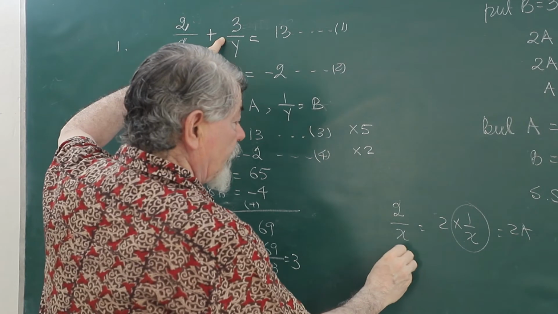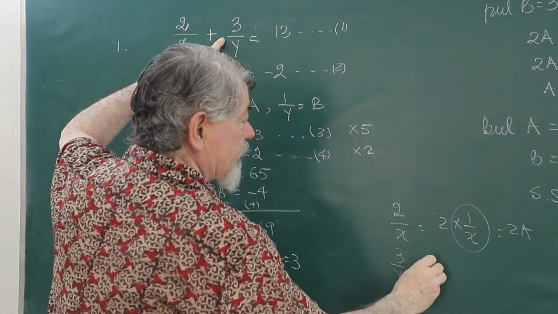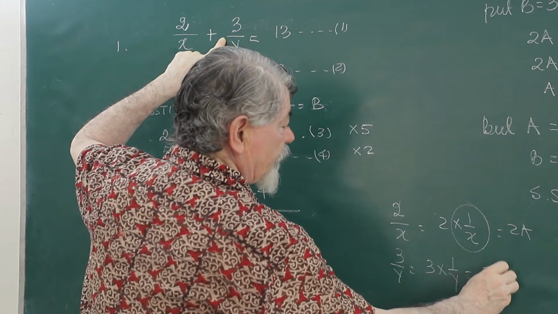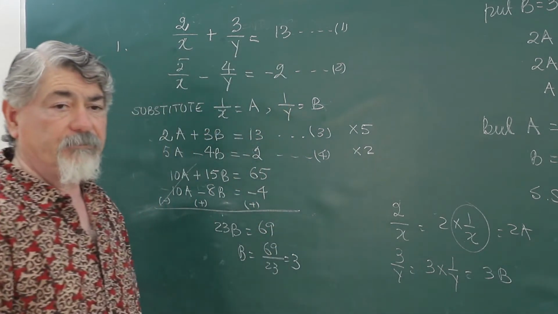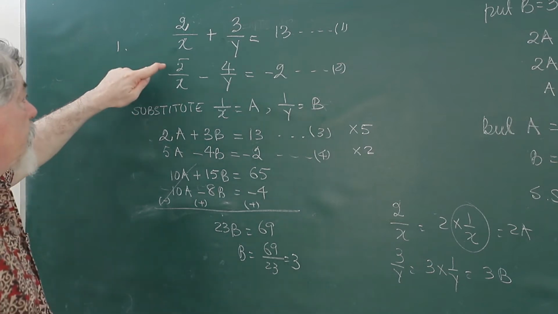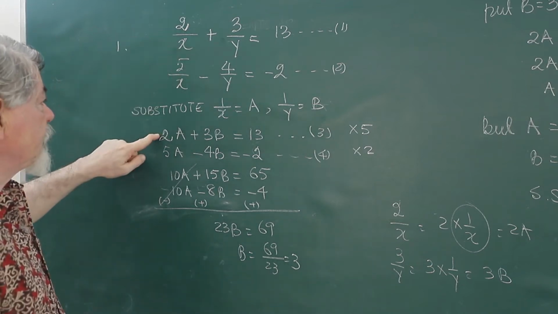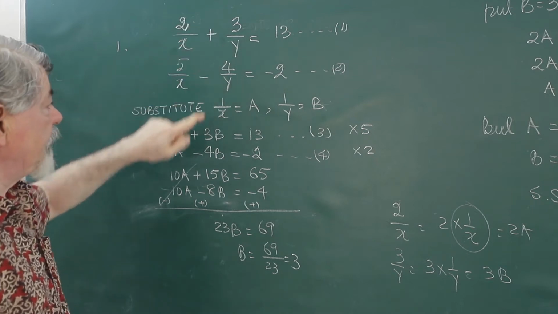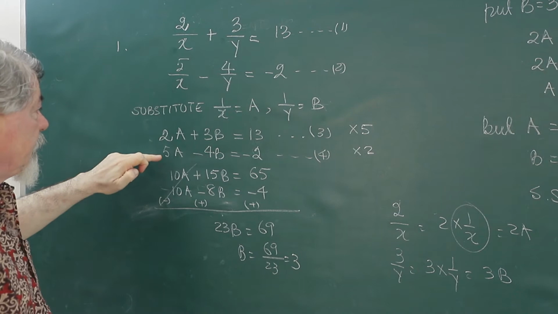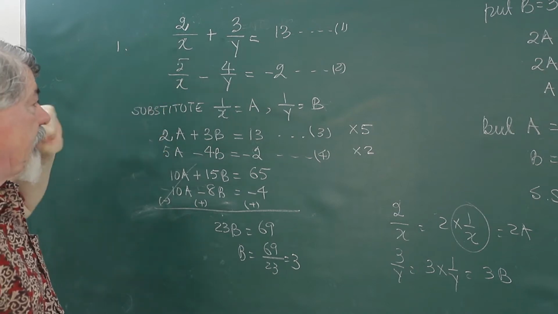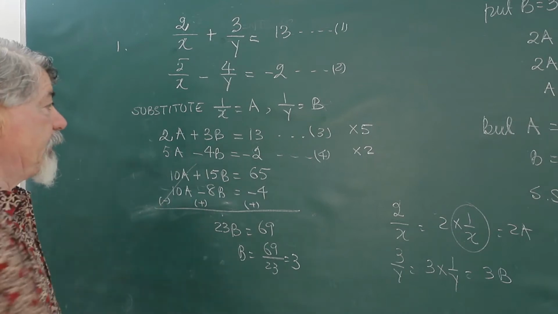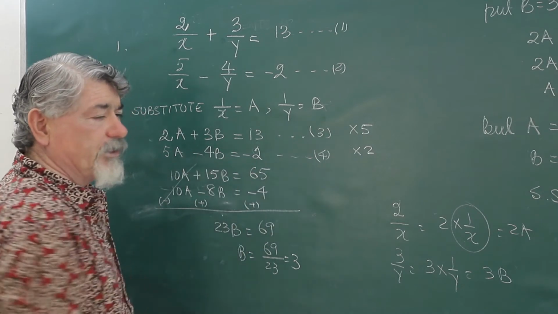It is 3 upon y. I can write it as 3 into 1 upon y. And in place of 1 upon y, I am writing b. So it becomes 3b. So here 2 upon x becomes 2a, 3 upon y becomes 3b, is equal to 13. 5 upon x is 5a because 1 upon x is a and 1 upon y is b. So minus 4b is equal to minus 2, the fourth equation.